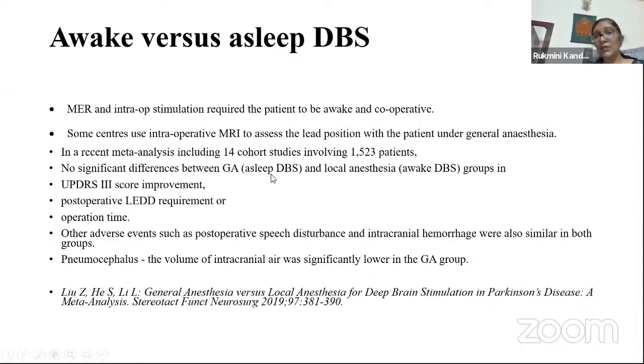Now the point with asleep DBS is that sometimes you can still look at intraoperative stimulation even under GA, especially the stimulation-induced side effects. Whereas MER recording can sometimes come in, but most of the time it is not feasible under GA. So what they found out was that there was no difference in the UPDRS-3 score improvement or the post-operative levodopa requirement or the operation time. Even other adverse events like post-operative speech disturbances and intracranial hemorrhages were similar in both groups. Pneumocephalus was definitely lower in the GA group, I think because of the controlled environment.